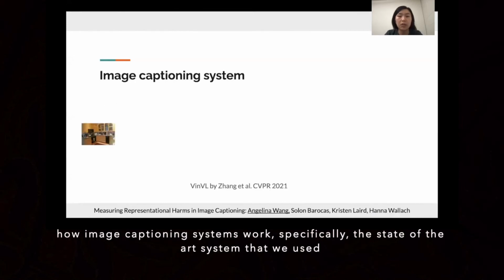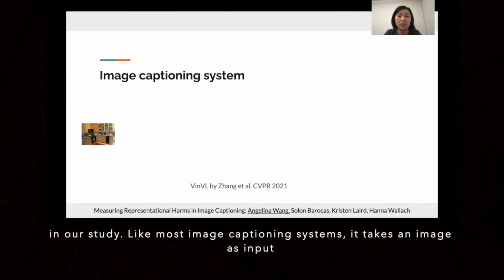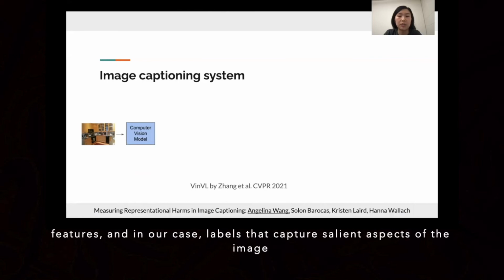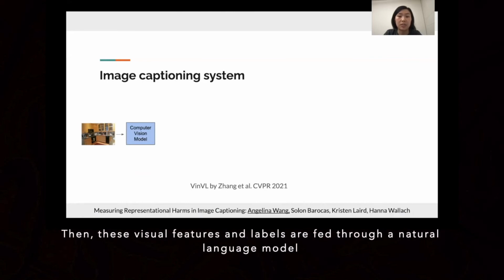Briefly, I will go over how image captioning systems work, specifically the state-of-the-art system that we use in our study. Like most image captioning systems, it takes an image as input. This is fed through a computer vision model, which extracts meaningful visual features, and in our case, labels that capture salient aspects of the image.